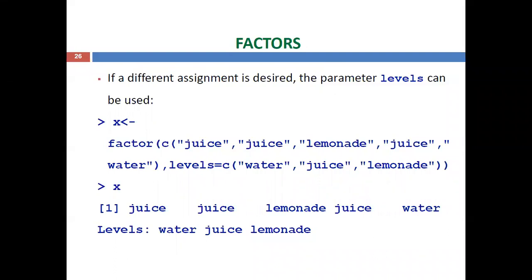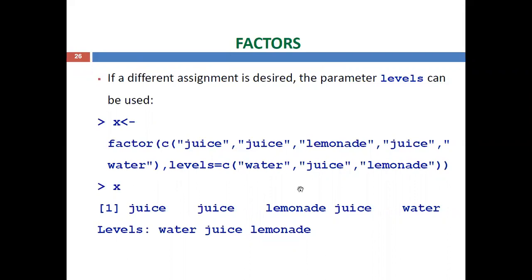But if you want different assignments, then the parameter levels can be used. For example, here again we used the same vector x equal to juice, lemonade, juice, water. Then a different order you want. So here then you can use the levels function. Levels equal to c of water, juice, lemonade.